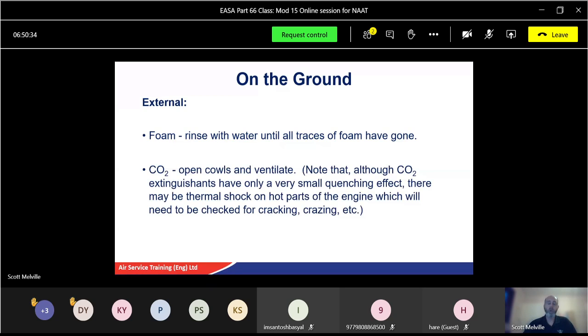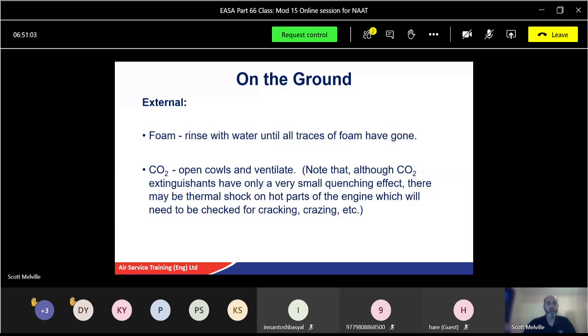CO2, open the cowls again, ventilate the CO2. We don't want to breathe that in because there's no oxygen there. Okay, so you need to get that ventilated. It says there, note that although CO2 extinguishers have only a very small quenching effect, there may be thermal shock on hot parts and the engine, which need to be checked for cracking and crazing. You've put a very, very cold CO2 on there, and again, you have possible thermal shock. So yeah, be very, very careful of that.